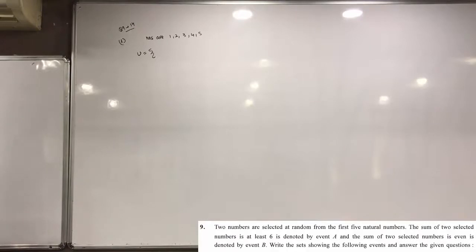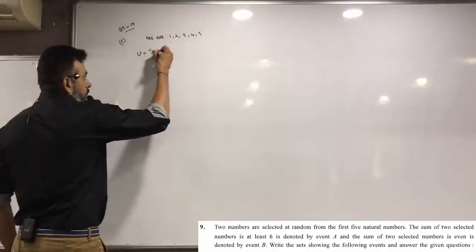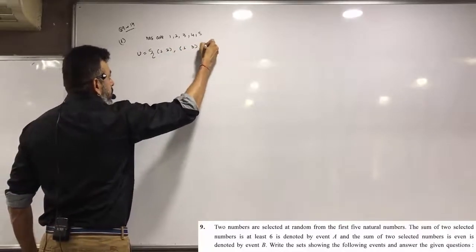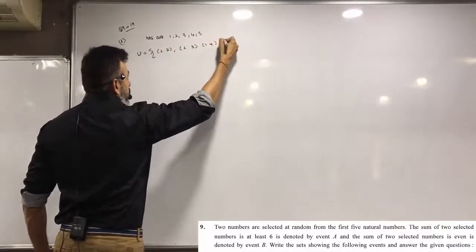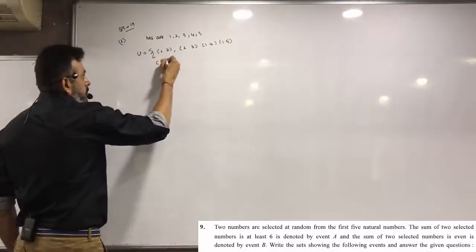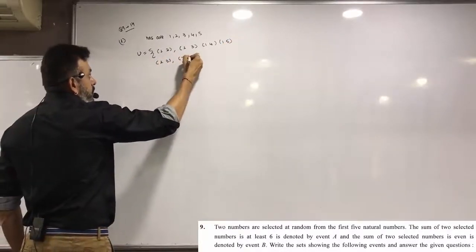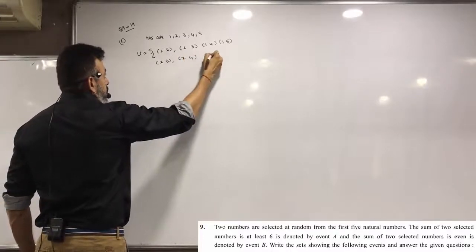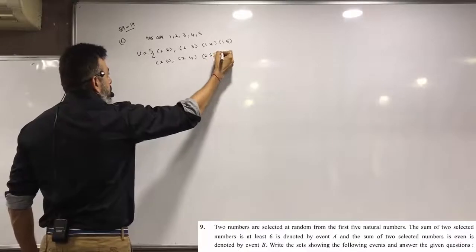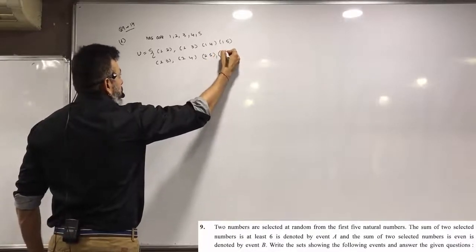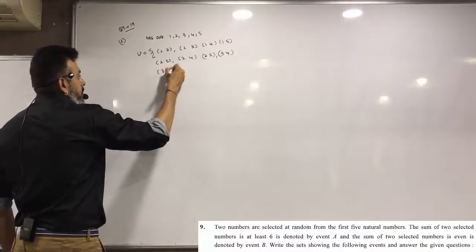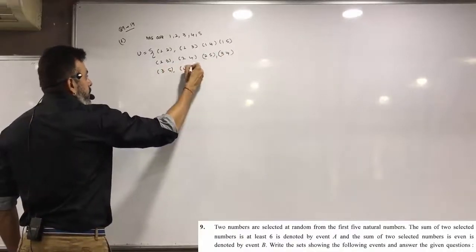Write them in brackets. We start with (1,2), (1,3), (1,4), (1,5), (2,3), (2,4), (2,5), (3,4), (3,5) and (4,5).